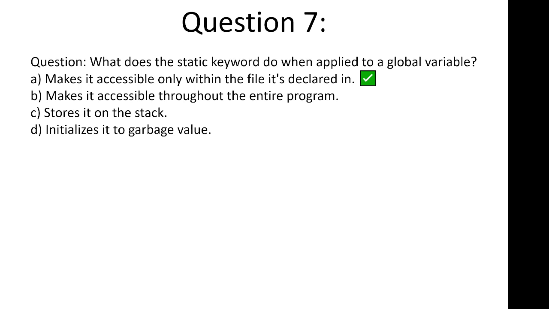What does the static keyword do when applied to a global variable? It is accessible only within the file, not the entire program. Why? Because it is static. If it is not static, then it is visible to the entire program. So the correct answer is A. The remaining options you can ignore easily.